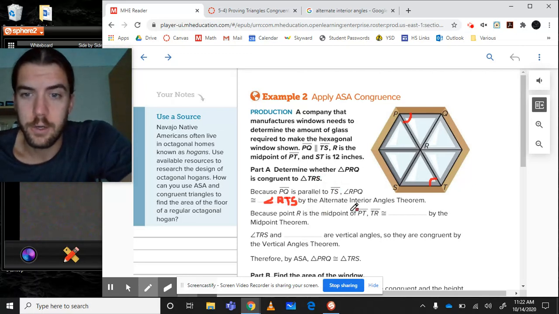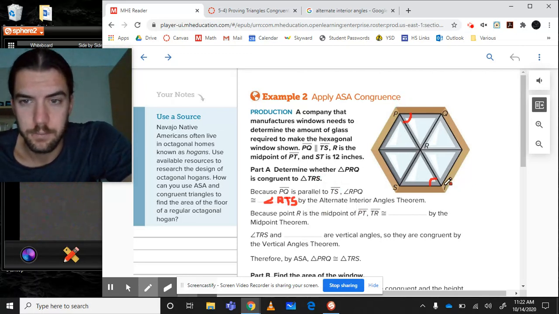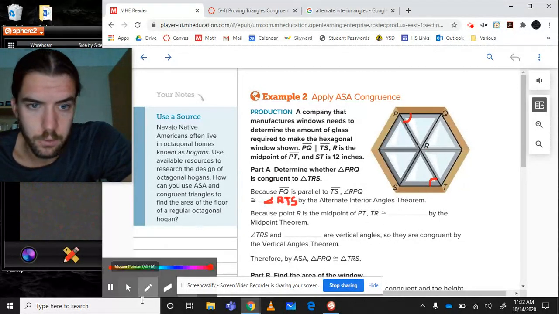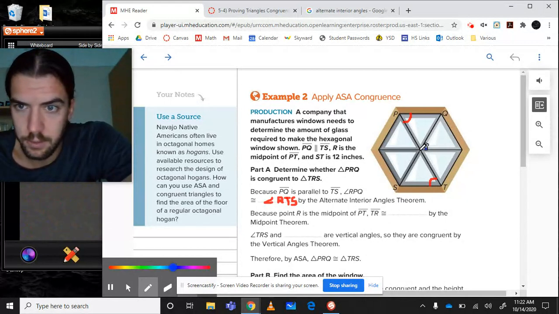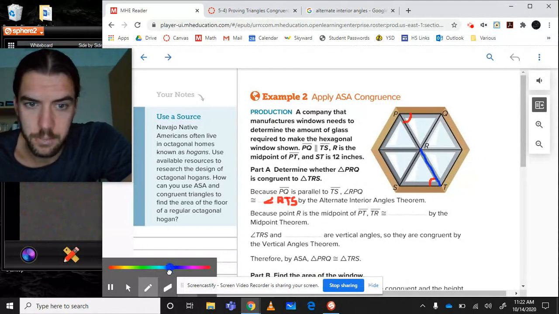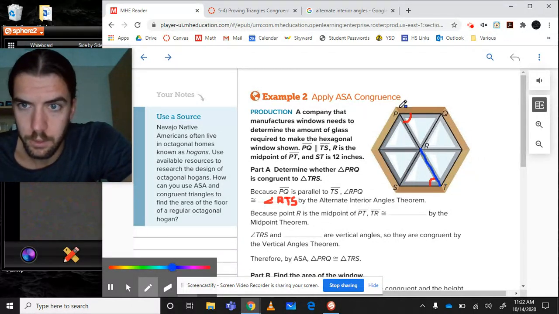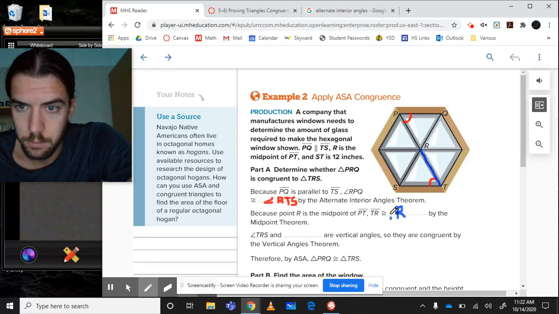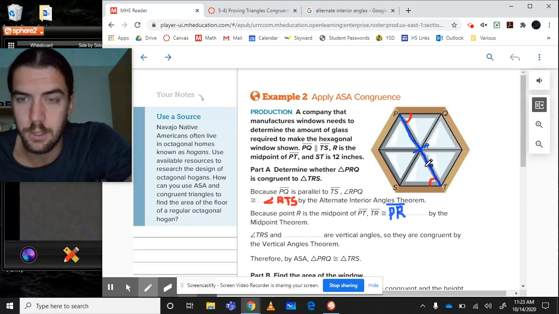Okay, because R is the midpoint of PT, TR, so what length is TR? TR is this length. TR must be congruent to, I'd say, PR, because the full line PT has been cut in half. So PR is going to end up being congruent. Right? PR is going to be congruent to TR.